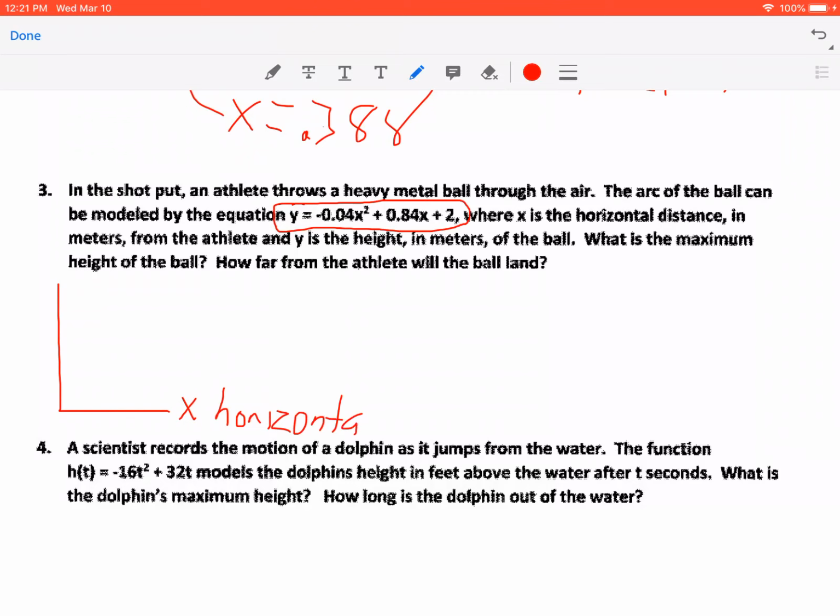And y is still the height. All right, so y is the height this time. What is the maximum height of the ball? How far from the athlete will it land? So this one's a little bit different.